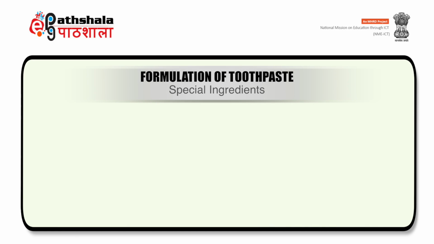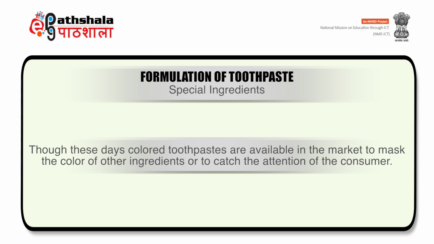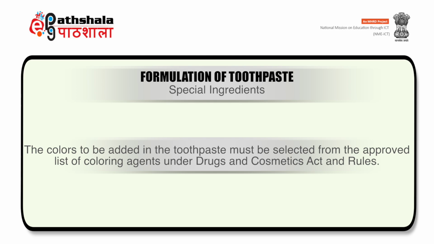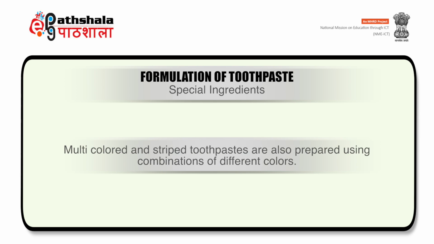Coming to the special ingredients used in the toothpaste, we'll start with the coloring agents. Colors are usually not added in the toothpaste as most of these are white. However, colored toothpastes are available in the market these days to mask the color of the other ingredients and to catch the attention of the consumer. The colors to be added in the toothpaste must be selected from the approved list of coloring agents under the Drugs and Cosmetics Act and rules. Usually pink, red and green colors are used in toothpaste. Multicolored and striped toothpastes are also available, and these are prepared using combinations of different colors.